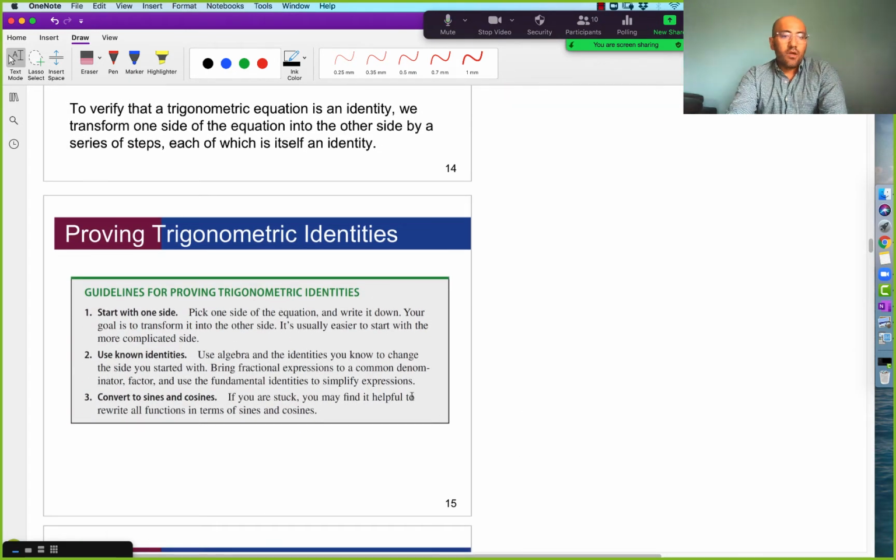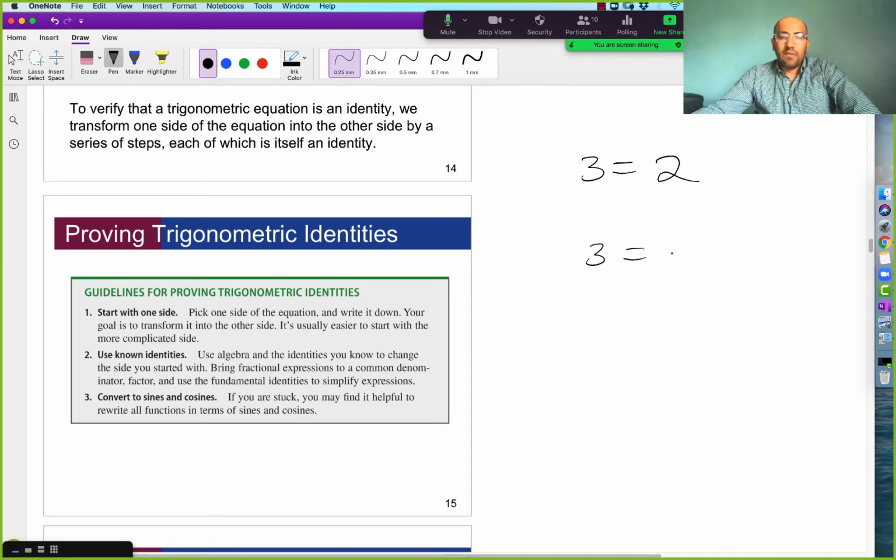Okay, we want to start with one side or the other side, and we want to transform either one or both sides down to a point where they equal each other. Okay? What you do not want to do is anything across the equal signs. Don't do that, because otherwise you might accidentally prove things that are not true. I can prove to you that 3 equals 2. It's a very easy proof.